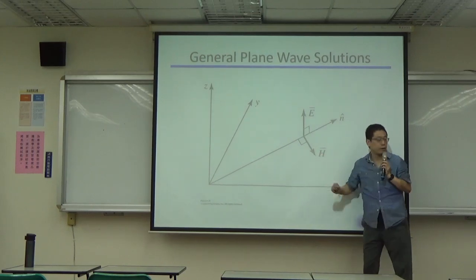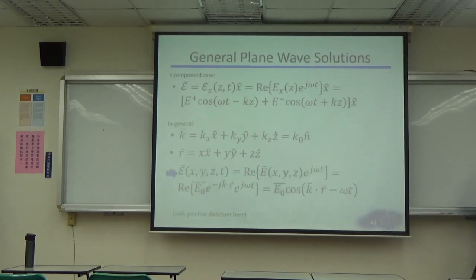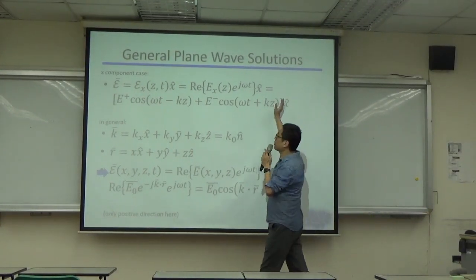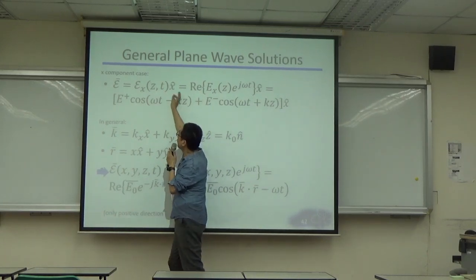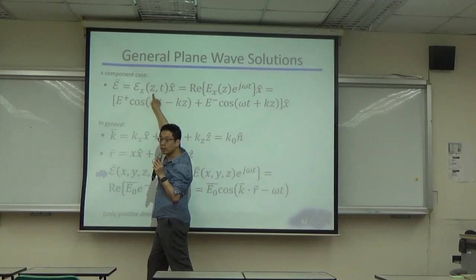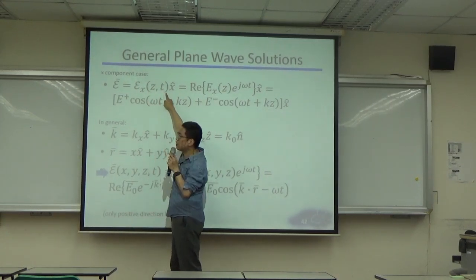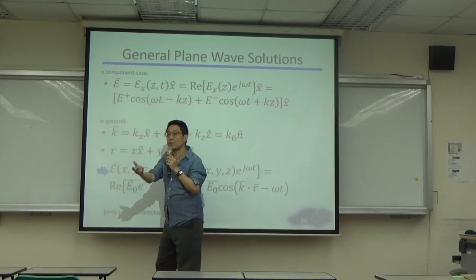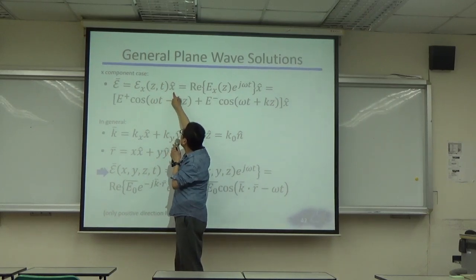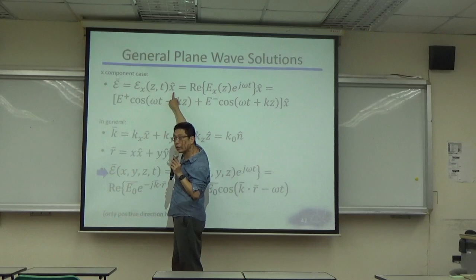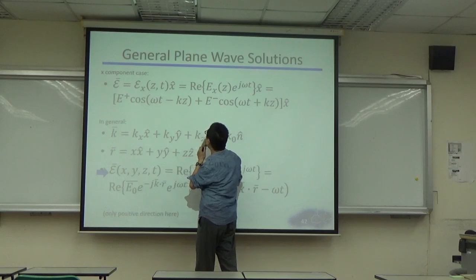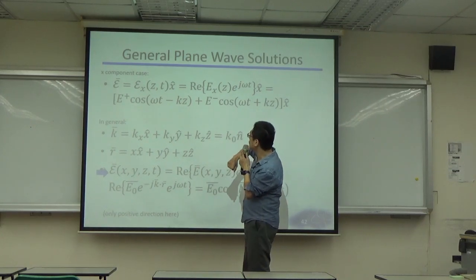Okay? This is a mathematical result about what I'm talking about. For our example, it's very easy to write down your electric field equal to a component, a function of Z and T, in only X direction. This is our question. But in the real world, we need to write down our electric field in 3 directions.